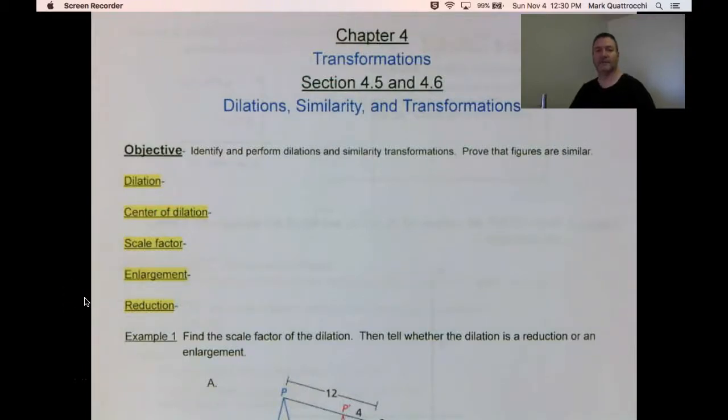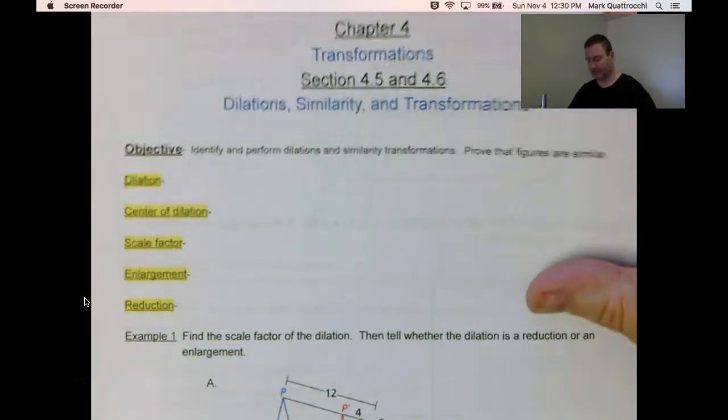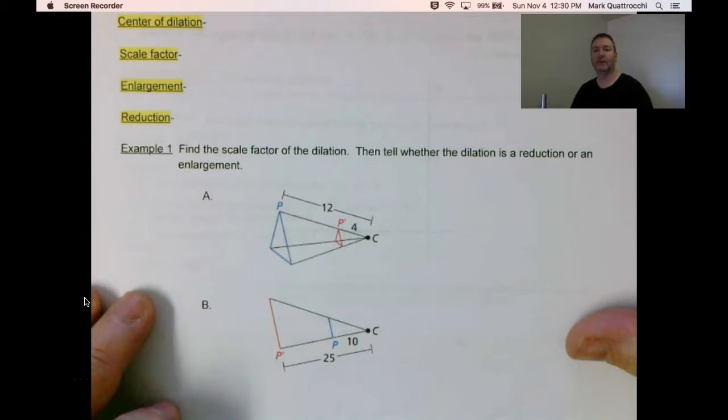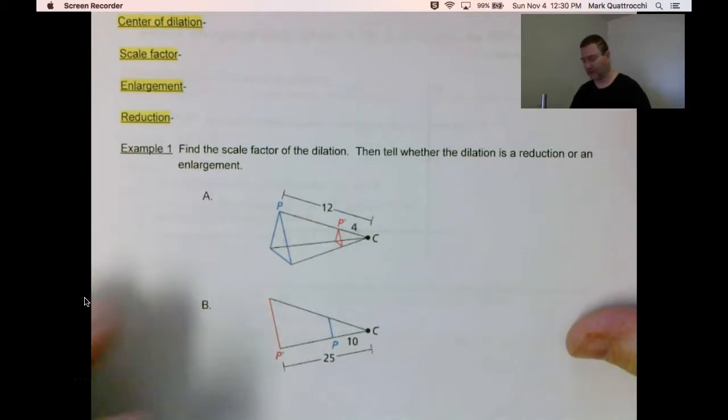Hello everyone, section 4.5 and 4.6, dilation, similarity, and transformations. Example 1a, find the scale factor of the dilation, then tell whether the dilation is a reduction or an enlargement.